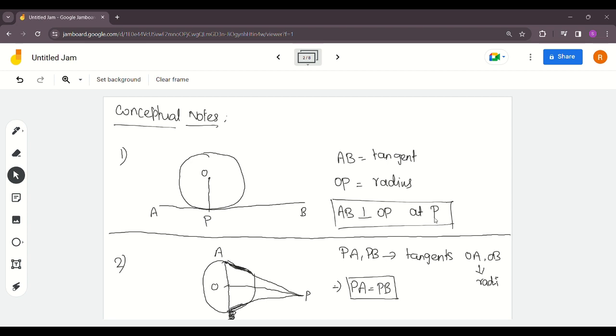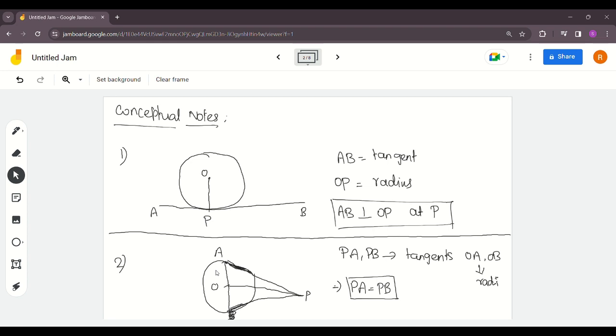Point of contact means where the tangent and the radius actually meet, that is, the point of intersection of the tangent and the radius. Tangent and radius intersect at P, so P is the point of contact. So the first theorem in your circles chapter is: a tangent is always perpendicular to the radius at the point of contact. Now let us see the next theorem.